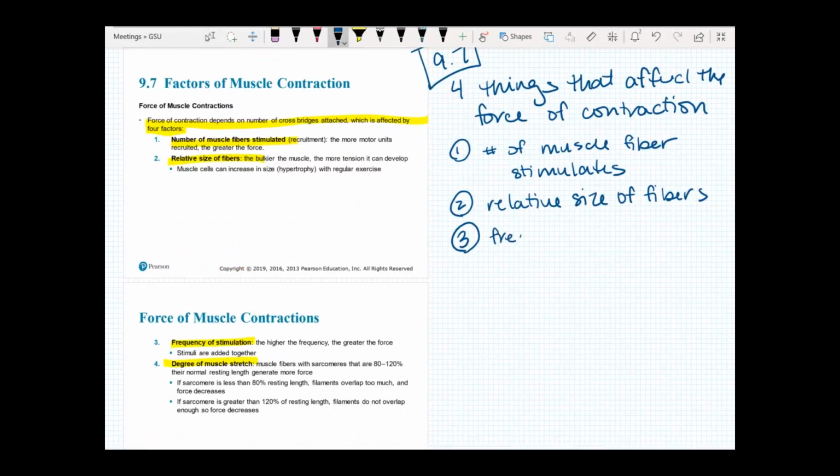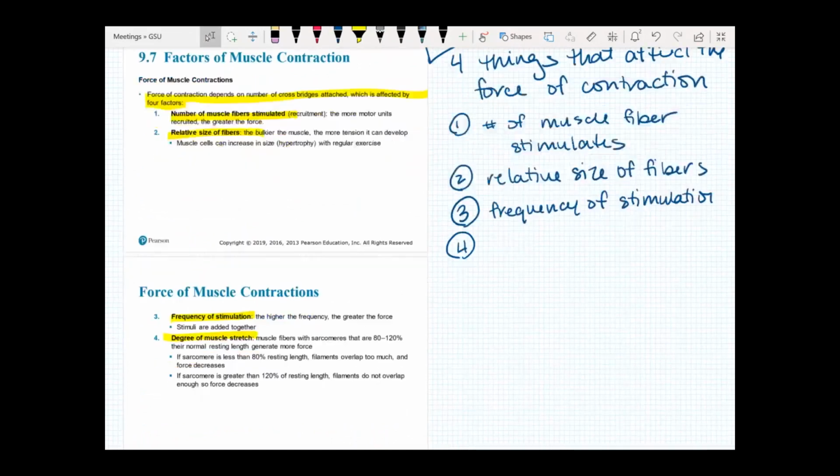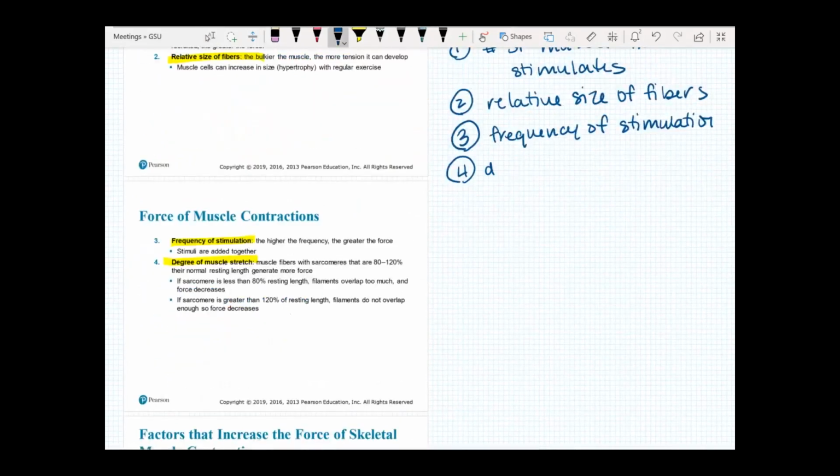So the frequency of your stimulation. How many times you tell it to say go. You do it more often, the higher the frequency, the greater the force. And then you can also do it by the degree of muscle stretch. So when we're talking about the degree of muscle stretch, what we're saying with this is how much it can contract and how much then it can relax back to its normal resting length.